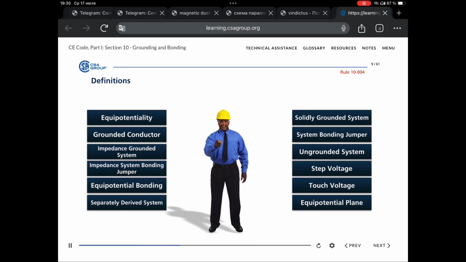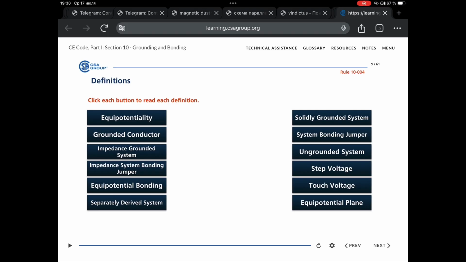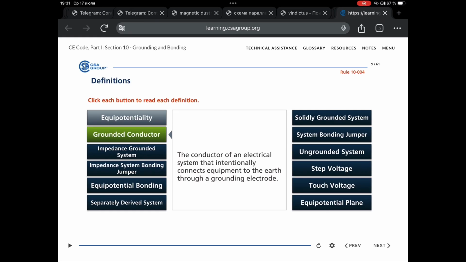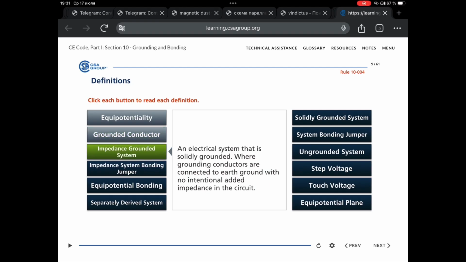The following terminology is included within this course. Equipotentiality, the state in which conductive parts have the same electrical potential throughout. Grounded conductor, the conductor of an electrical system that intentionally connects equipment to the earth through a grounding electrode. Impedance grounded system, an electrical system that is solidly grounded, where grounding conductors are connected to earth ground with no intentional added impedance in the circuit.